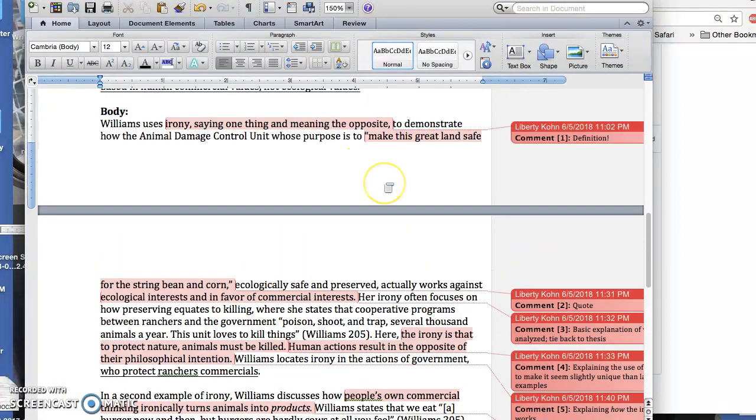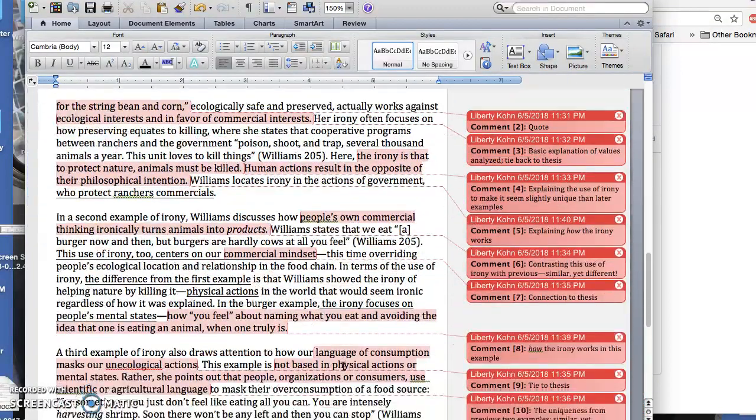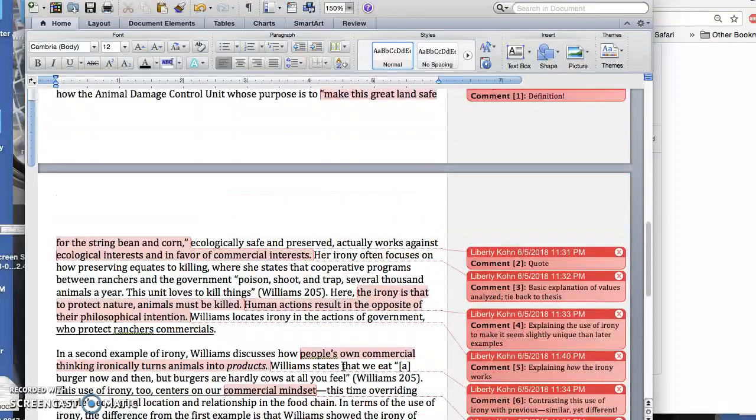You can see me iterating where I'm doing all the things that I want you to do, of course, as we work through basically half of a paper. All right.